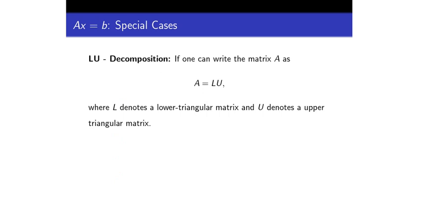The next structure is LU decomposition, which we are now discussing. Suppose somehow one can write the coefficient matrix A in the following form, as a product of two matrices, the first lower triangular and the other upper triangular. So how will you solve the equation AX equals B? If you are able to write A as L times U, then LUx equals B.